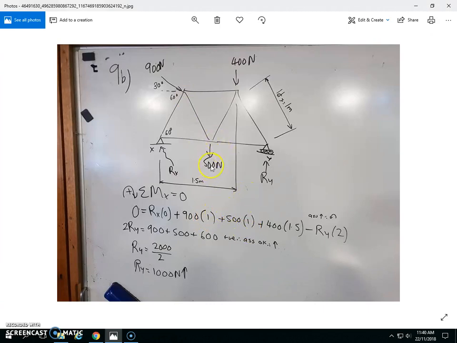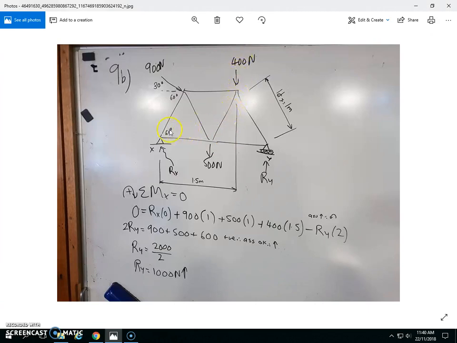The next one is 500. Now here it's quite obvious. It's 1 meter away and it's a perpendicular force. The force is being applied perpendicular to that beam, and that beam is 1 meter long, one side of the triangle. Now, some people had questions about how we found the 400 newtons.